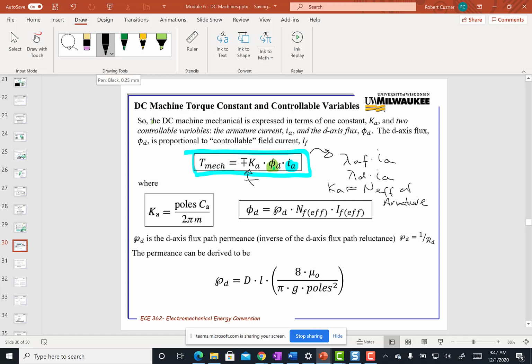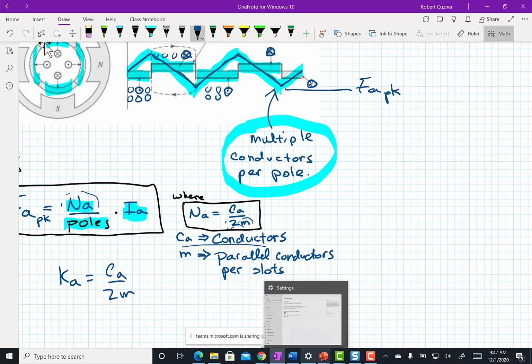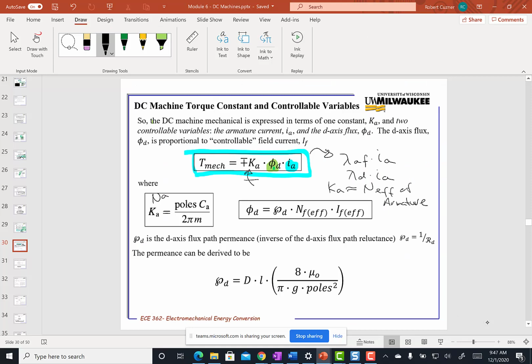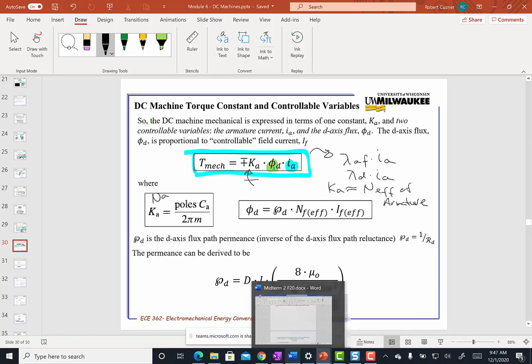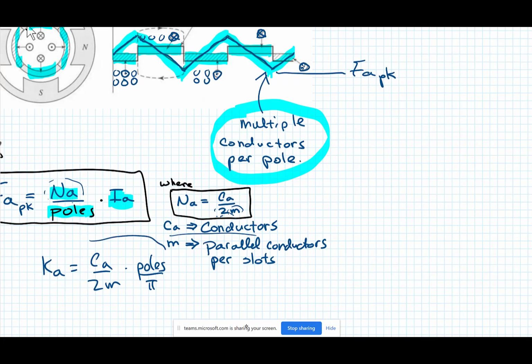And so here's the expression. So we were using the term Na, right? Ka is Na, but it has, in addition, so go back to the Na. Na was Ca over 2M. And so the Ka is Ca over 2M times poles divided by pi. So you add the poles into the expression and it becomes Ka.